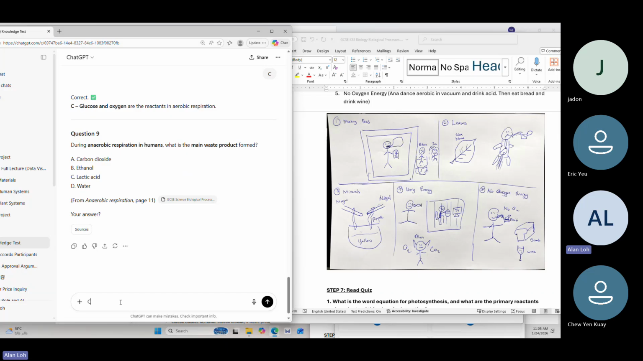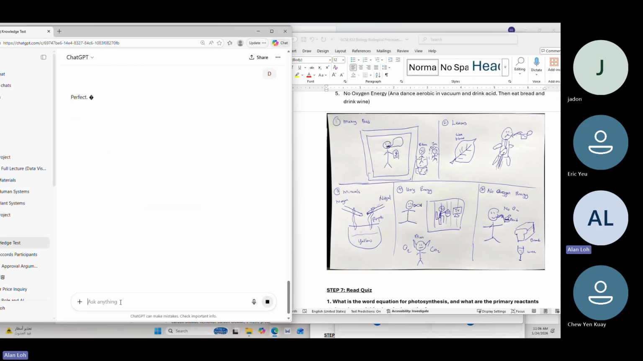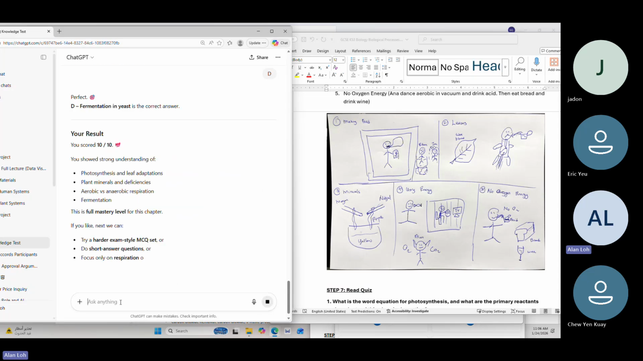Okay, final one for Eric. Okay, so this is drawer 5, okay, drawer 5, and ethanol. Fermentation, and fermentation, yeast. Are you sure? D. Anyone reject? Okay, yes.